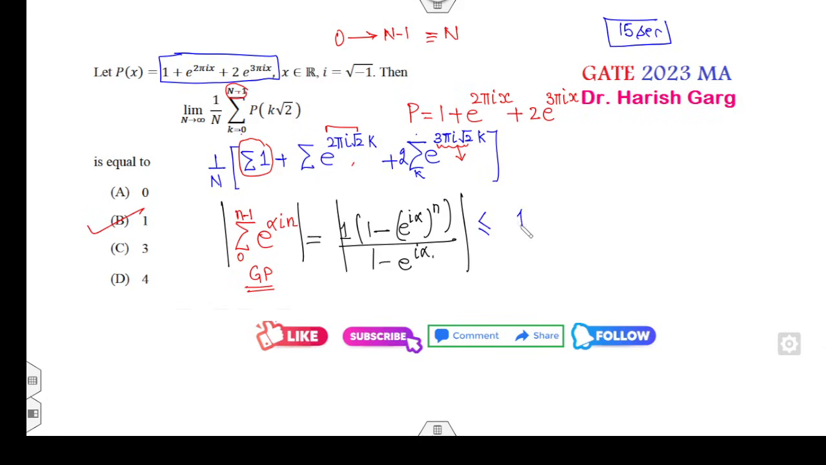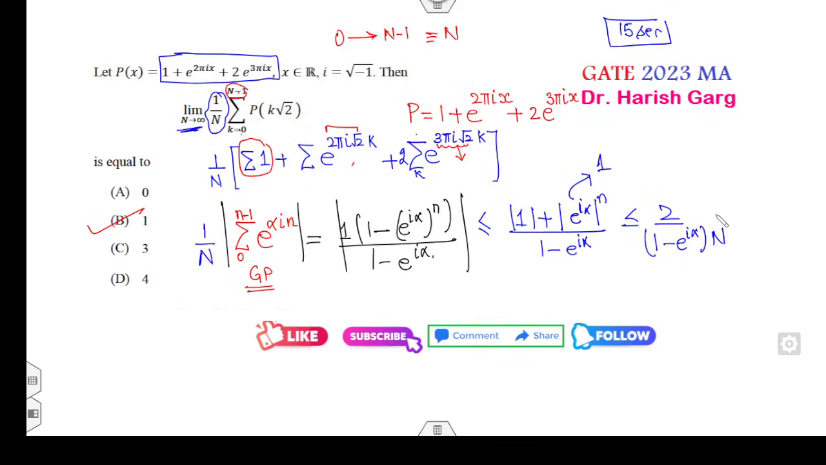Fine, it is always less than or equal to the mod of 1 plus e raised to the power iota alpha divided by 1 minus... fine, this value will always be 1 because of the complex number, so that will be 2 over... fine. Now you can see whenever n approaches infinity, that quantity 1 by n also comes along. So when n approaches infinity, that number is finite, it goes to 0. Therefore this value will be 0, this number is also 0, the only term left will be 1, which is the right answer.